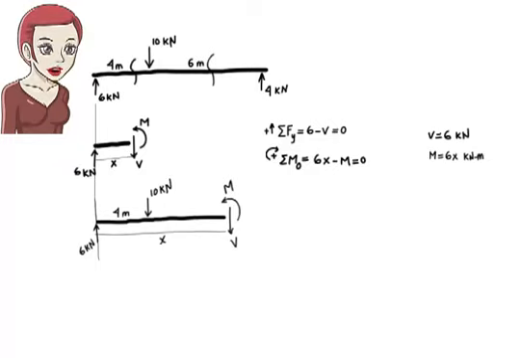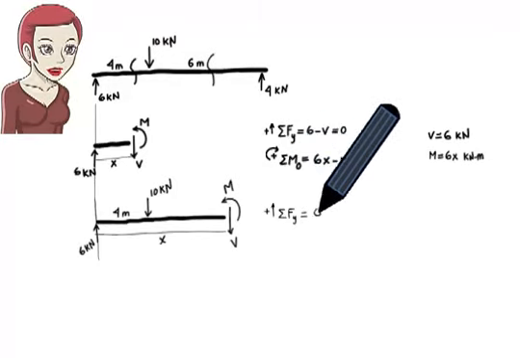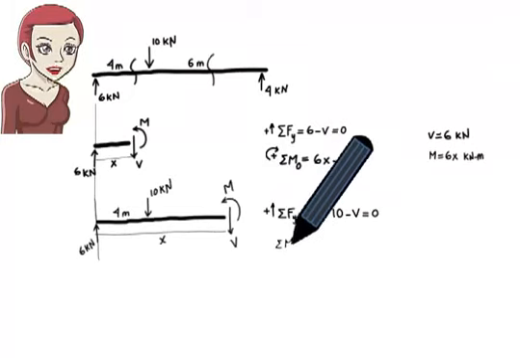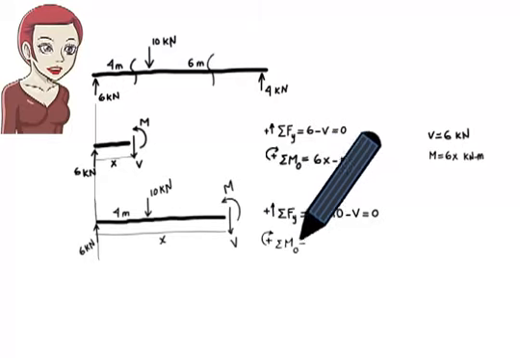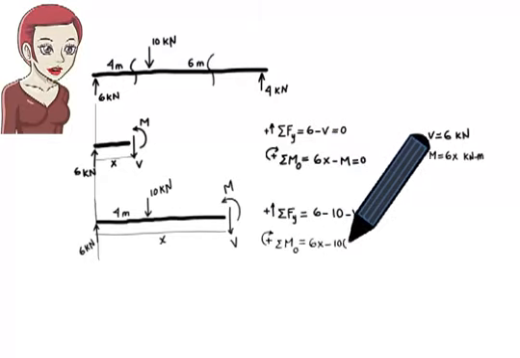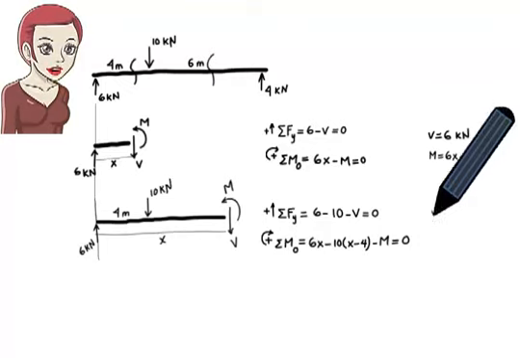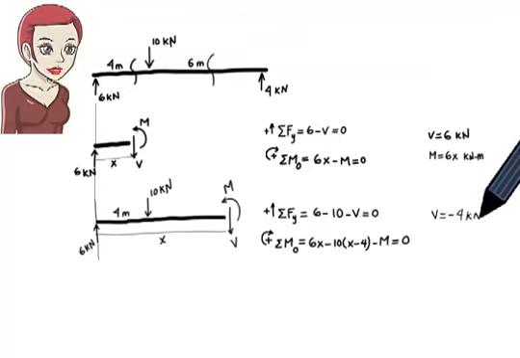For the second free body diagram we have sum of the forces in the y direction equals 6 minus 10 minus V equals 0. Sum of the moments about the cut point, point O, equals 6 times x minus 10 times (x minus 4) minus M equals 0. The first equilibrium equation gives us V equals negative 4.